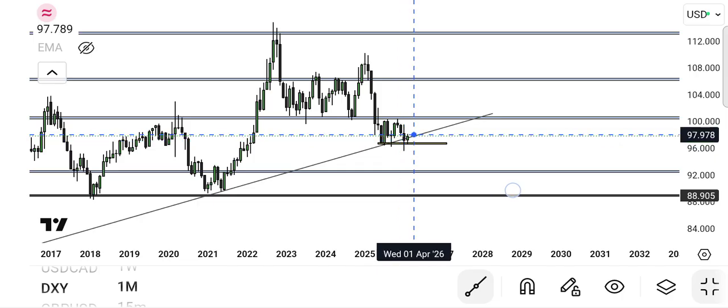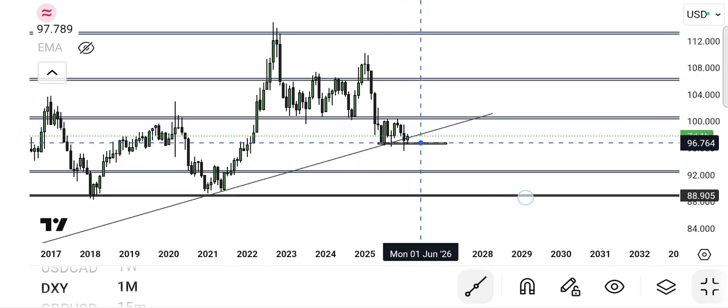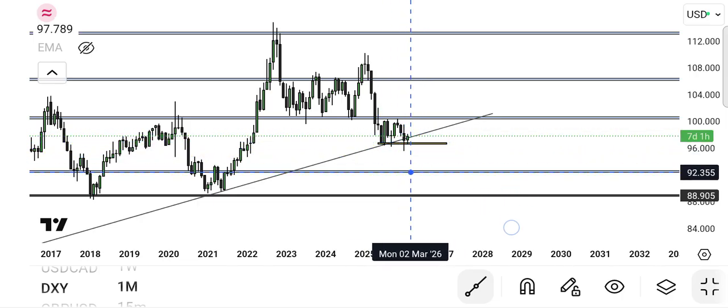If this thing can clear out this support zone, then we'll be expecting the market to come to this place, because you know the theory of price action: market moves from zone to zone. You all know that market moves from zone to zone. If you want to know that, check some of my videos. I explain it very nicely.